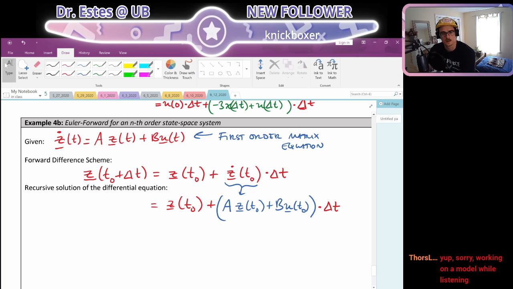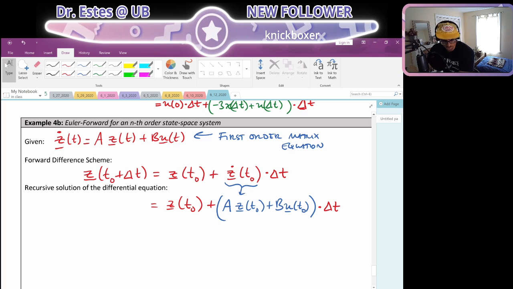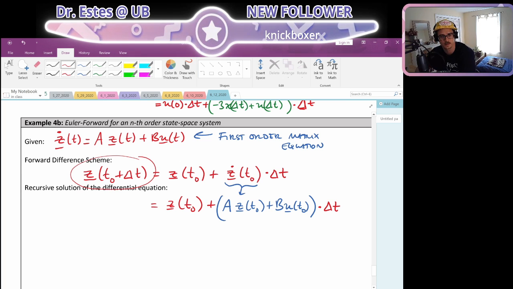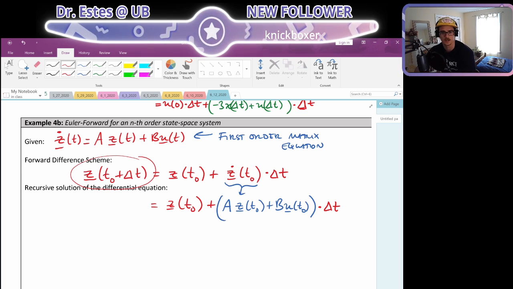So I could take a potentially big 100th order state space system. And when I write code in MATLAB to predict the next step of those 100 whatever states, it's not going to be very much harder than the other code we just wrote for a first order system. And that's the beauty of state space.